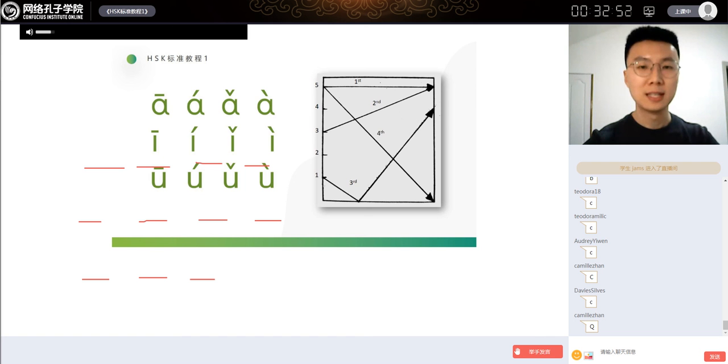Third tone. 三声, third tone. 三声. 五, 五, 五. Fourth tone. 四声, fourth tone. 四声. 呜, 呜, 呜. Okay, have you learned that?